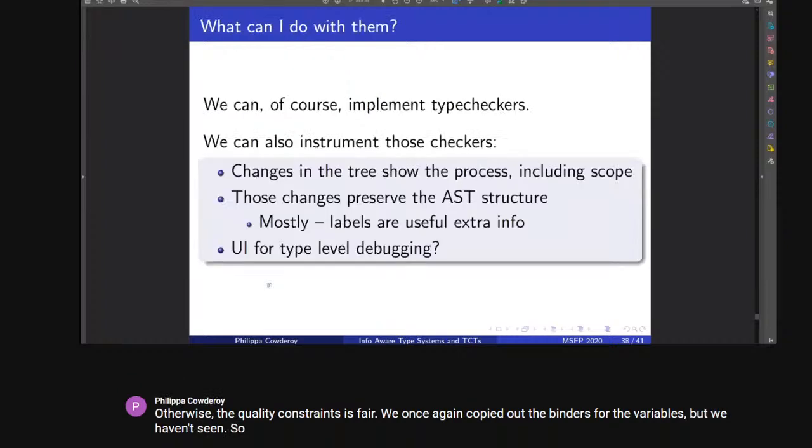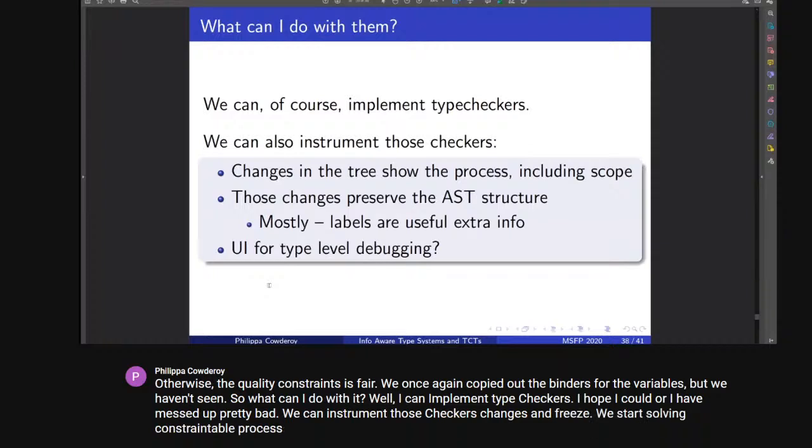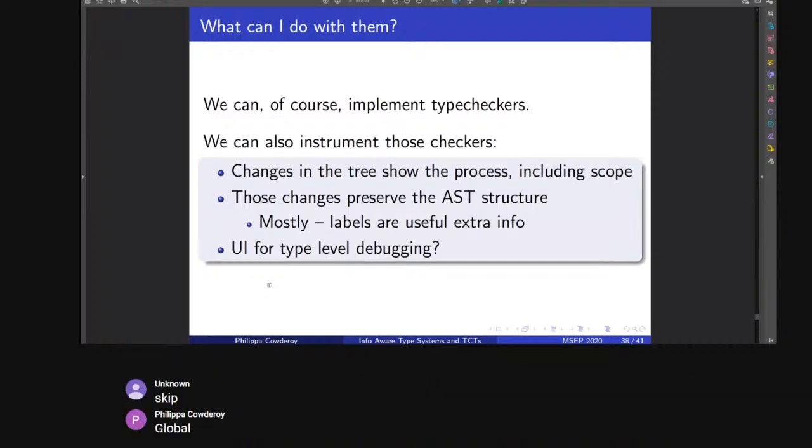So what can I do with it? Well, I can implement type checkers. I hope I could, or I'd have messed up pretty bad. We can instrument those checkers. Changes in the tree as we start solving constraints show the whole process of solving, including changes in scope, because sometimes we discover a meta variable is more global than we thought.